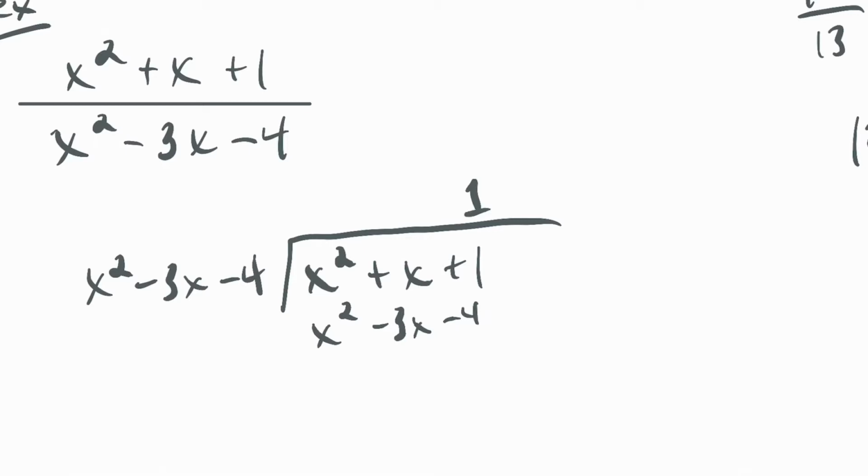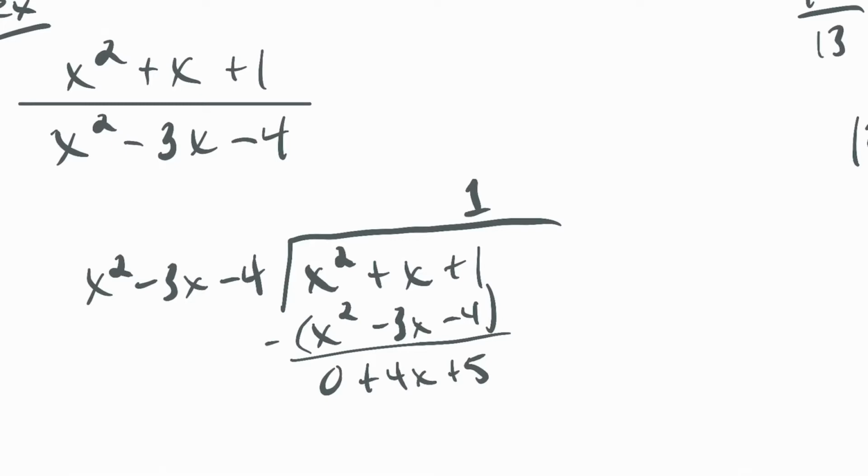And then I'm going to subtract those 2 polynomials. And I have to be careful that I remember I'm subtracting each pair of terms: x squared minus x squared, x minus negative 3x, and 1 minus negative 4. And if there's a double negative, then I'm really adding. So I get 0 plus 4x plus 5.